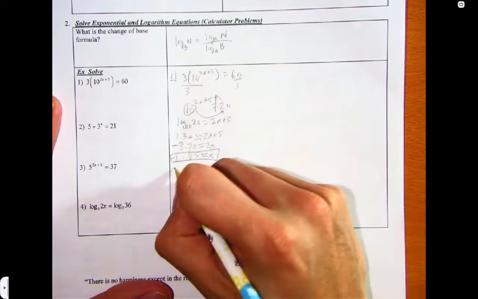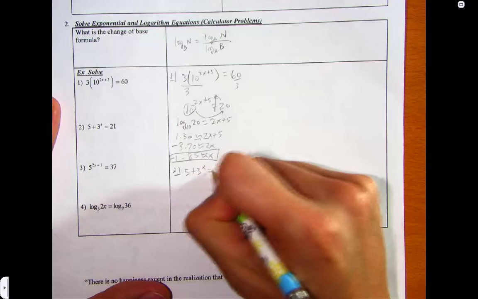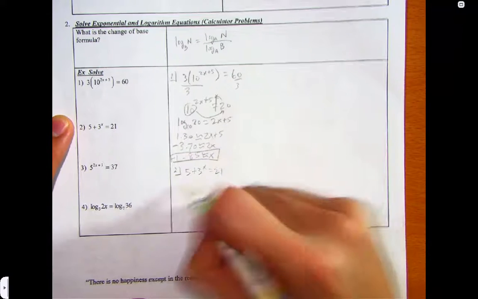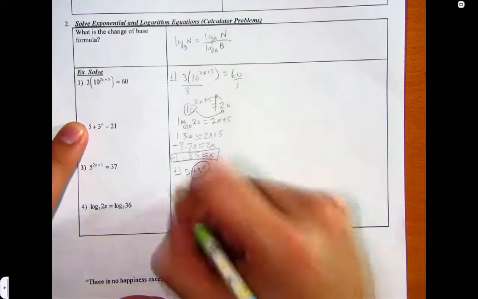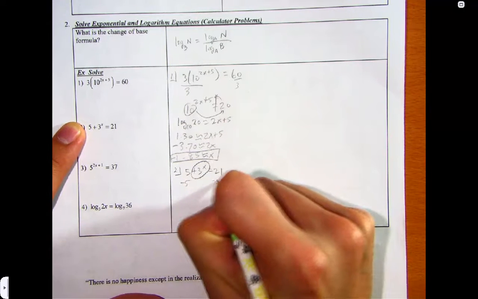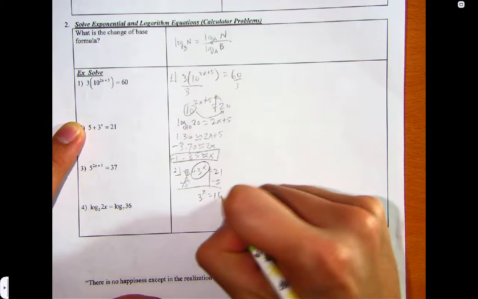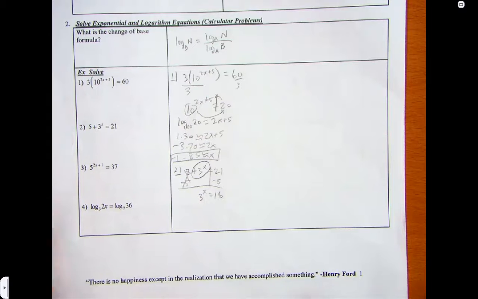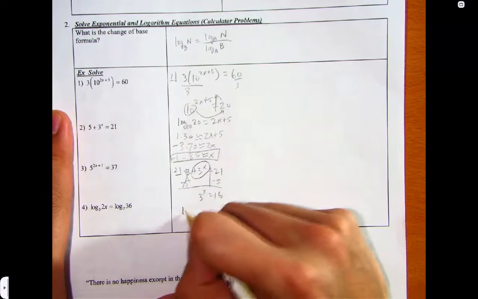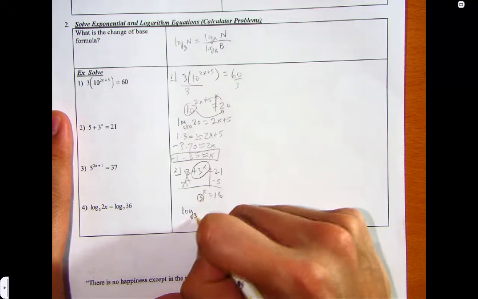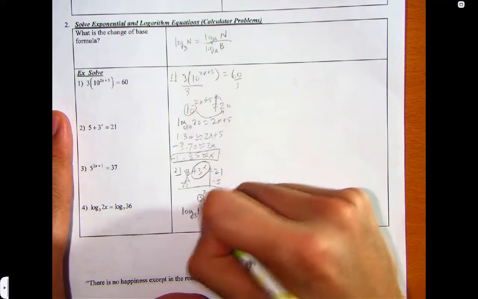Example 2. 5 plus 3 to the x is equal to 21. I'm going to circle my variable and get that by itself. So I got 3 to the x equals 16. Since this is an exponential equation, I'm going to try to rewrite with the same base, but I can't, so I'm going to rewrite it in log form. Log, here's the base, 3. The other side, 16, is equal to x.